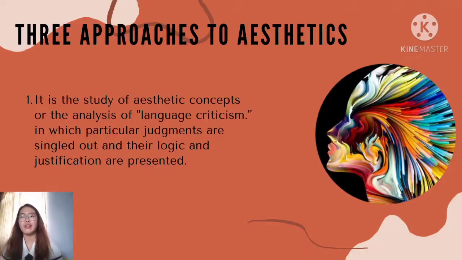Moving on, we have the three approaches to aesthetics. Number 1, it is the study of aesthetic concepts or the analysis of language criticism in which particular judgments are singled out and their logic and justifications are presented. This can also be considered as historical and philosophical aesthetics, since it is mainly about the debate regarding the criticism of the aesthetic language.